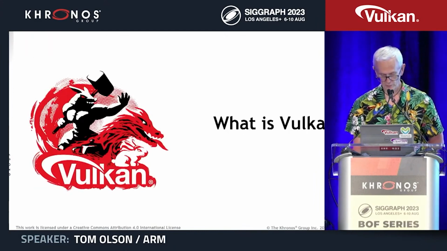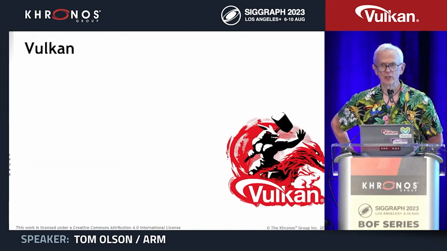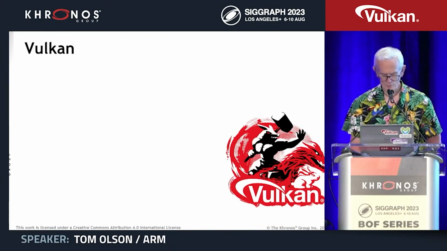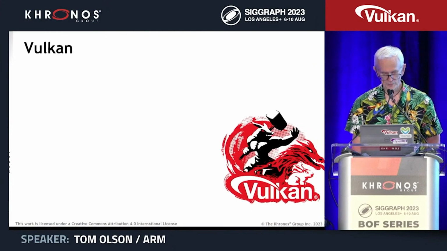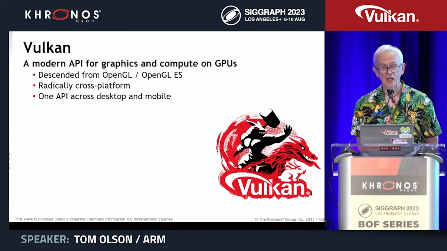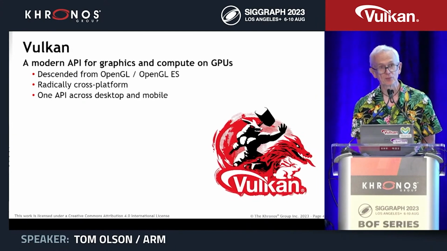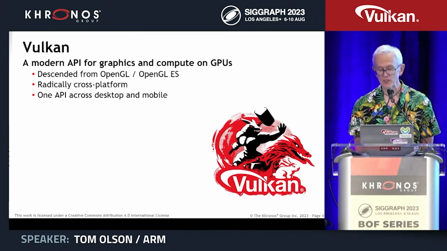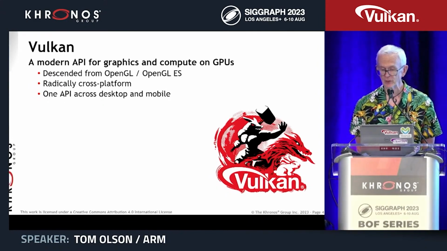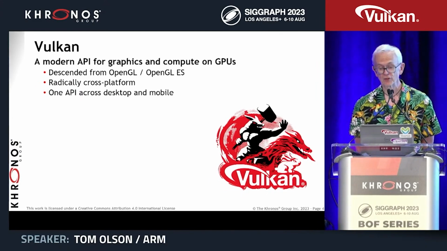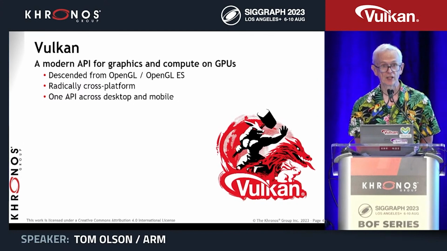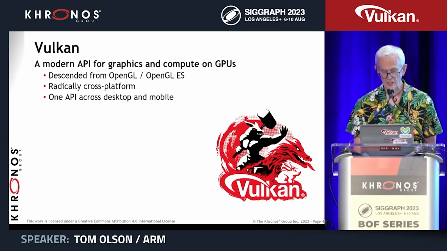So if you didn't know, in which case, what are you doing here? But whatever. So Vulkan is an API for graphics and compute on GPUs. It's based on OpenGL and OpenGLES, distantly descended, and it's cross-platform. Our goal is to make it available everywhere. Today it supports devices ranging from embedded and mobile up to desktops and servers with a single API.